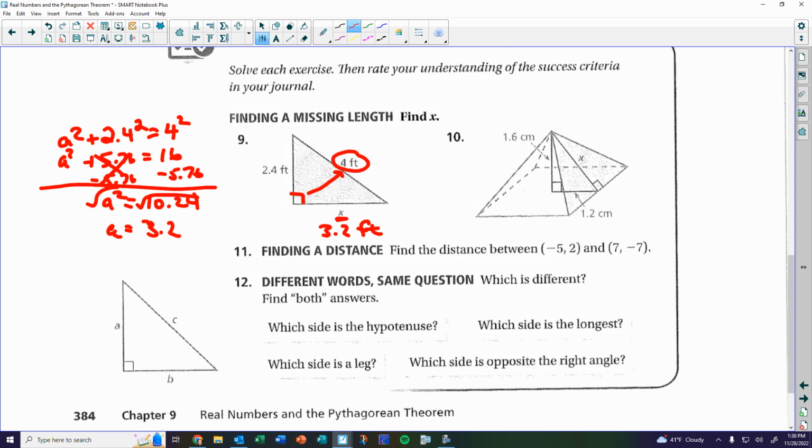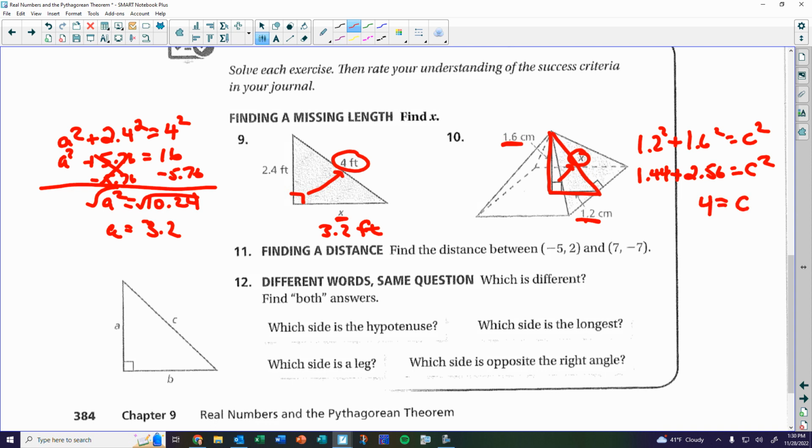All right. Now in 10, if you see the shape, there it is. So it's opposite the right angle. So now we're looking for the hypotenuse. So these guys are A and B. These are the legs. 1.2 squared plus 1.6 squared is going to equal C squared. So 1.2 squared is 1.44. And 1.6 squared is 2.56. So when I add them together, I get 4. That turns out really nice, huh? Square root both sides, and C is 2. And 2 happens to be bigger than 1.2 and 1.6, the longest side. So we're good there.